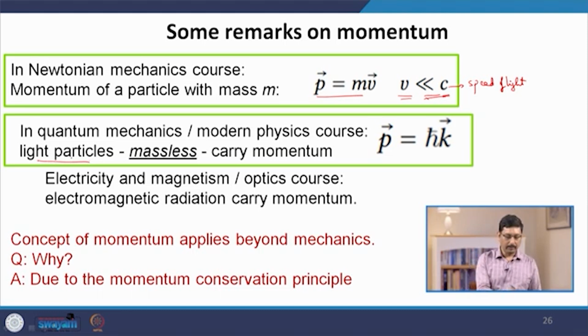hypothesis that the particles of light also carry momentum, and this is given by a completely different formula. So, the photon, the quantum particle of light, is a massless particle. So, its momentum is given by this expression where k represents the wave vector or wave number, which is inversely proportional to its wavelength, times this universal constant called the Planck's constant.